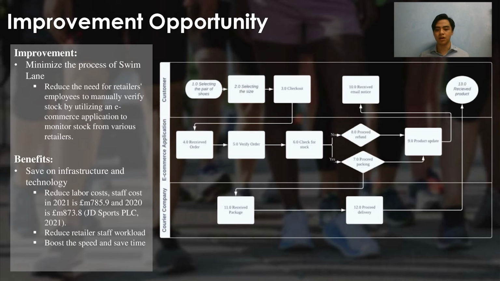It can reduce the need of retailers' employees to manually verify stock by using an e-commerce application to monitor stock from various retailers. The e-commerce application may display all retailers' inventory, including the location of the customer. For example, if the customer is located in Kuala Lumpur, the application needs to show all the retailer store statistics in Malaysia, not only the retailer nearest to the customer. The benefits of this improvement are reduced labor cost and retailers' staff workload, as well as boosting the speed and time of the stock verification before proceeding to the carrier company to deliver goods to the customer.